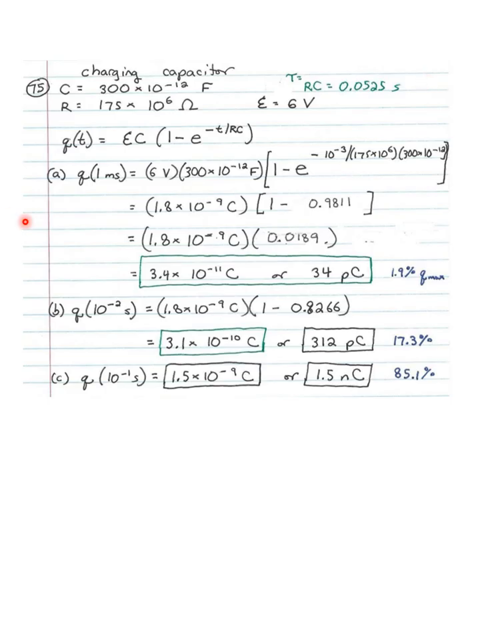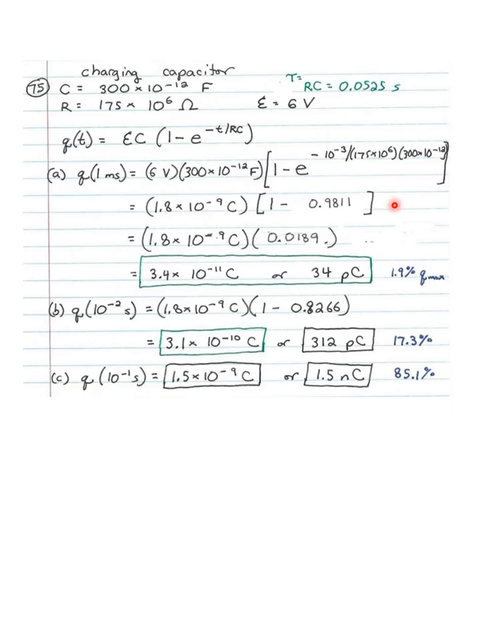So the capacitor's originally uncharged. It says it's across a 6-volt battery. Find the charge at these given times. So we're going to use the time-dependent equation for the charging of an RC circuit, and there it is, where script E is the voltage across it, and little e is the base of the natural logarithm. We're just going to plug the values in. So 6 volts times the capacitance times 1 minus e to the negative time over the time constant.